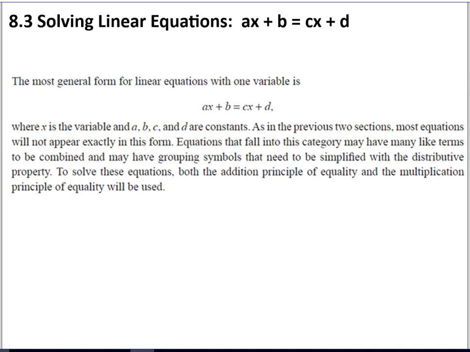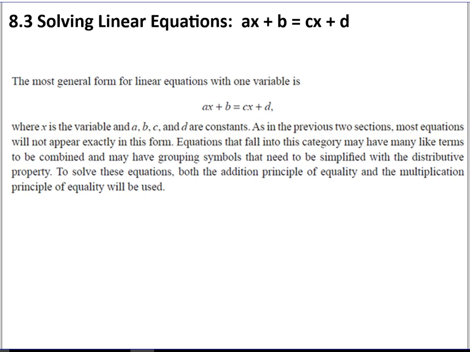In the previous sections, the book explains how we don't always see every single problem fitting this pattern. But problems can be manipulated, moved, things can be added together and such to be able to get something similar to this form. And so it mentions here that we will be using different properties to solve this, such as the distributive property and addition principle of equality, the multiplication principle of equality, things like that.